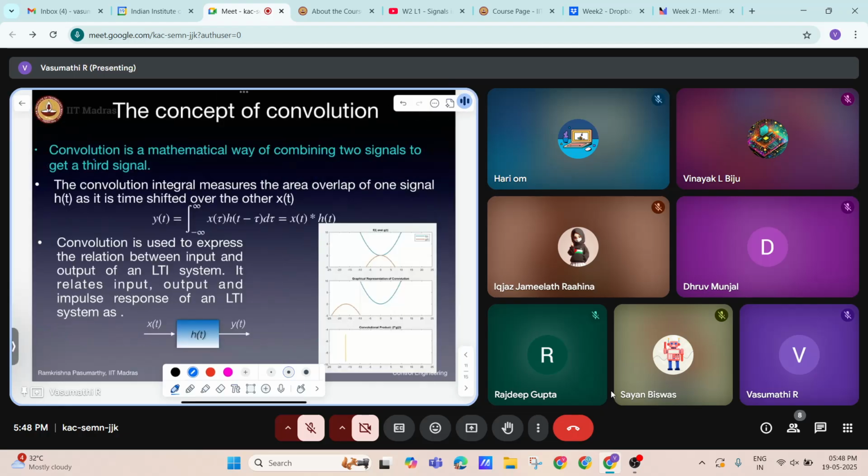Convolution is a mathematical way of combining two signals to get a third signal. The convolution integral measures the area overlap of one signal as it is time shifted over the other, x of t. This equation is a mere representation, nothing sounds good in it, but the idea behind it is how the system is modifying the input. That's what you have to keep in mind. This is used to express the relationship between the input and output of the LTI system. This works only for the LTI, not for the linear time variant system.